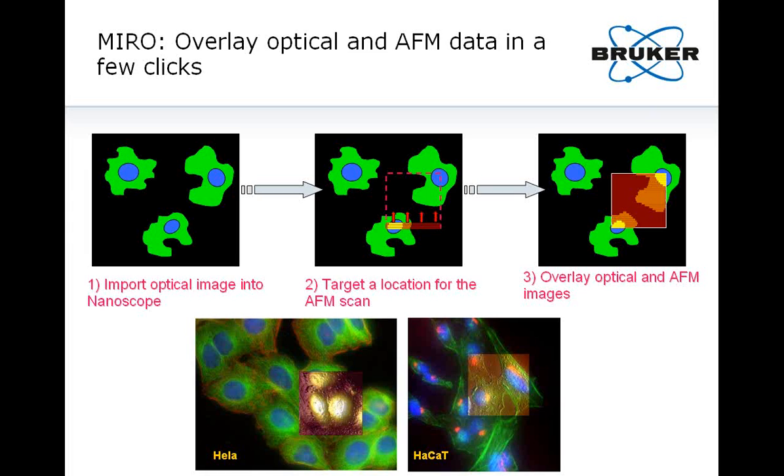The other example shown on the right part of the slide was recorded on HaCat cells, the same cells that we mentioned in the previous slide. In that case, the nucleus is in blue, the actin cytoskeleton in green this time, and in red we have not the mitochondria, but the endoplasmic reticulum.